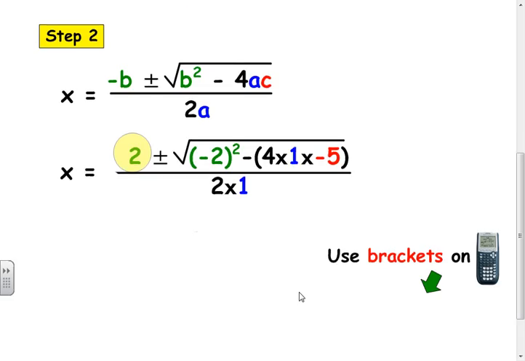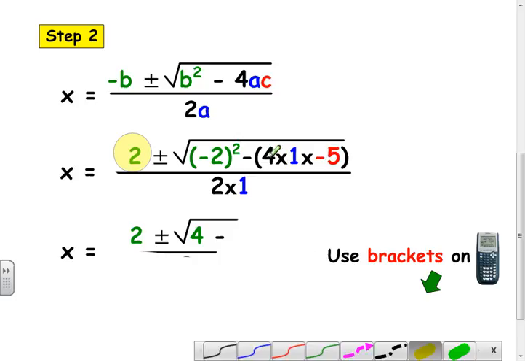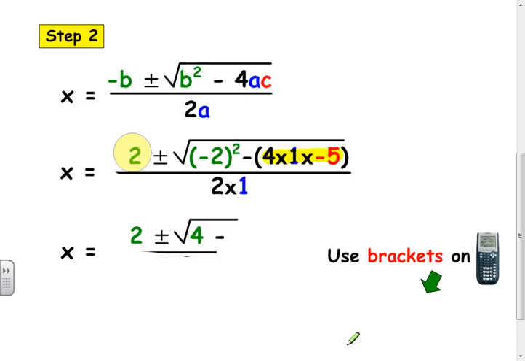Now, we're going to focus on working this bit out underneath the bracket. I'll also change that to a 2 in the bottom, because 2 times 1 is 2. So we've got x equals 2 plus or minus the square root, that comes to 4. Negative 2 times negative 2 is 4. Take away, 4 times 1 is 4, times negative 5 is negative 20. So be careful when working that wee bit out there. That comes to negative 20, and we're going to subtract negative 20, all over 2.